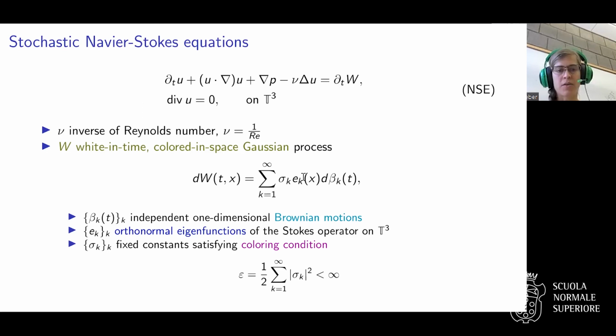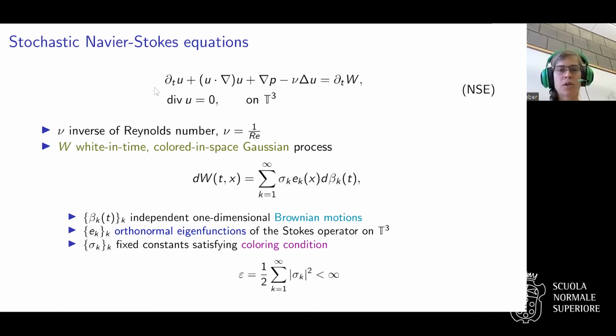EK are the orthonormal eigenfunctions of the Stokes operator, and sigma K are fixed constants, and they satisfy this condition here. The epsilon will show up later as the forcing input again. And so this may be generalized to more complicated types of noise. We didn't try that, but it may very well be possible.